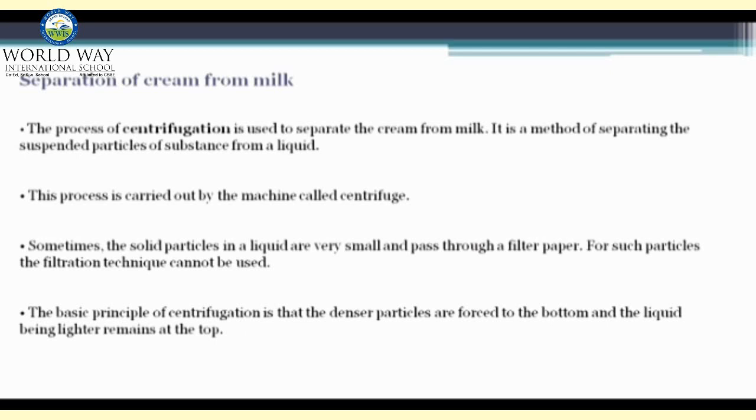Sometimes the solid particles poured in a liquid are so small that they can easily pass through the filter paper. So in that case, the filtration technique cannot be used. Centrifugation is the technique used in the above case, where the denser particles are forced to the bottom and the liquid, being lighter, comes to the top position.